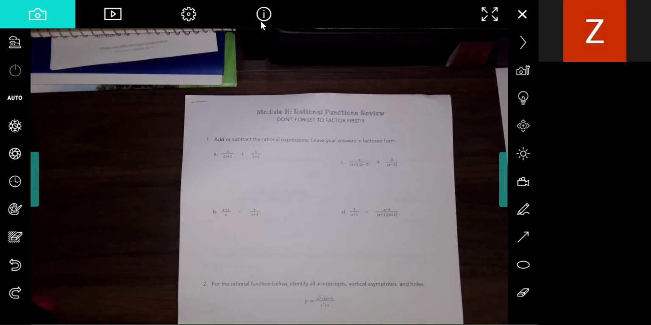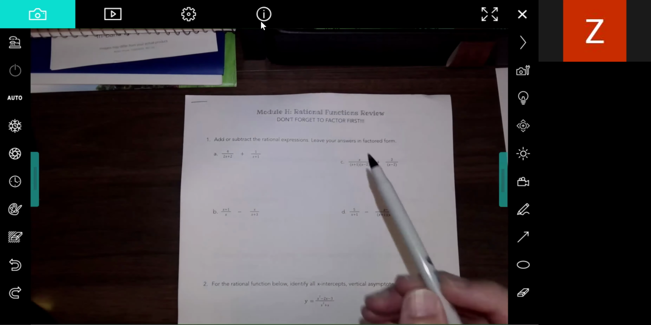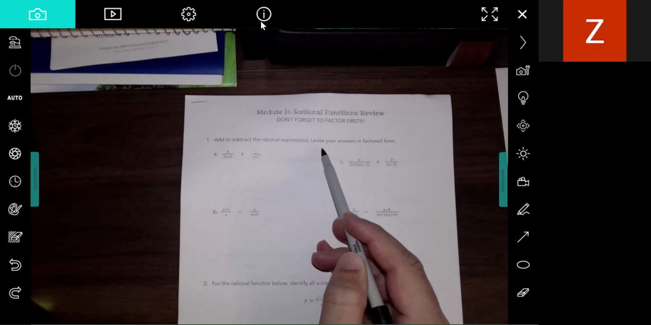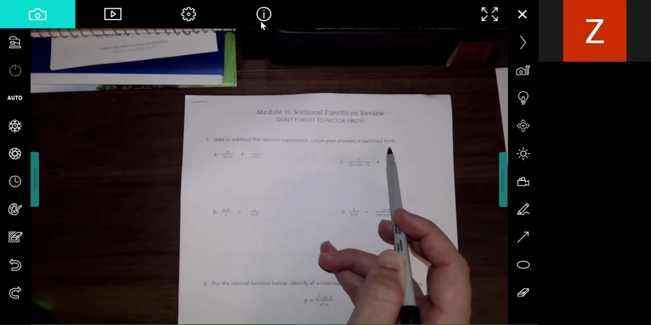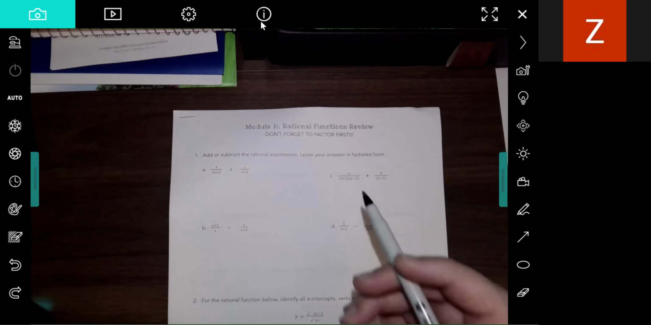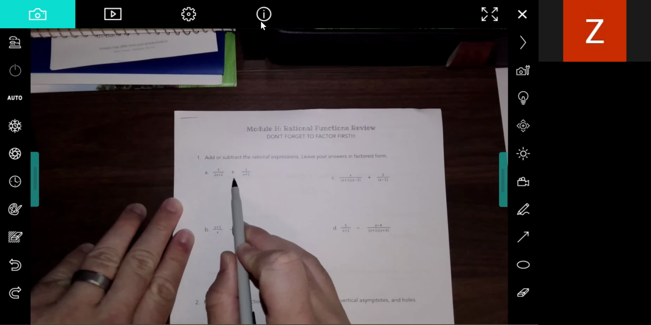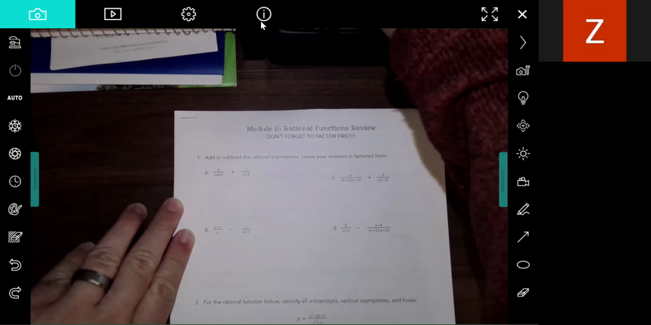We're going to begin here with problem number 1, part A. Our goal is to add or subtract the rational expressions and then leave our answers in a factored form. Okay. So we can clearly tell this is adding two rational numbers. Let's zoom in just a little bit.